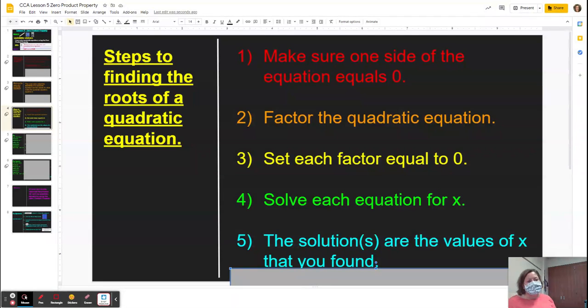Sam said, so basically both sides have to equal 0. Yes. And so the only thing that's different today than what we've done up to this point is setting that equation equal to 0 and then finding the 2 values for x that make it work. Up to this point, we've just done the factoring. Today, we're going to add in solving it.